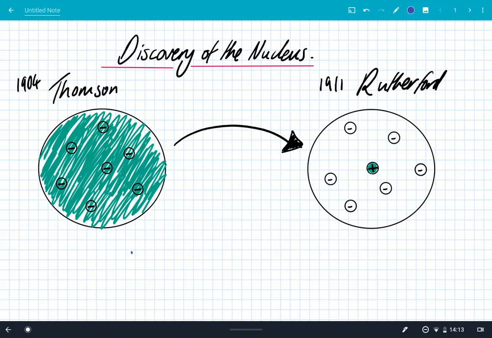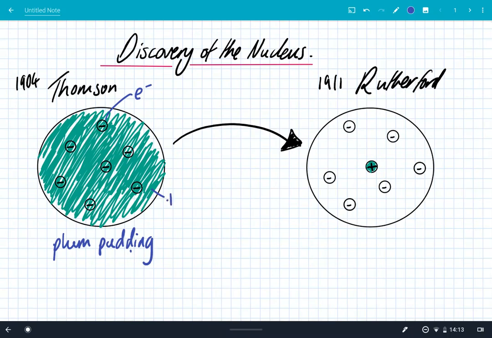So in 1904, Thomson developed his plum pudding model. He did this through experimenting with cathode rays and discovering electrons, the first subatomic particles to be discovered. So the plum pudding model is basically negative electrons in a cloud of positive charge. I like to think of it as being a little bit like a chocolate chip muffin, where the chocolate chips are the electrons and the cake part is the cloud of positive charge.